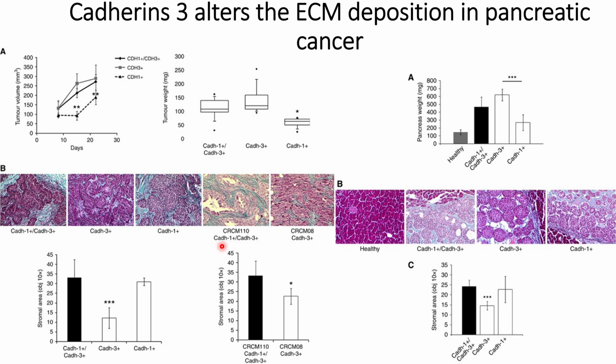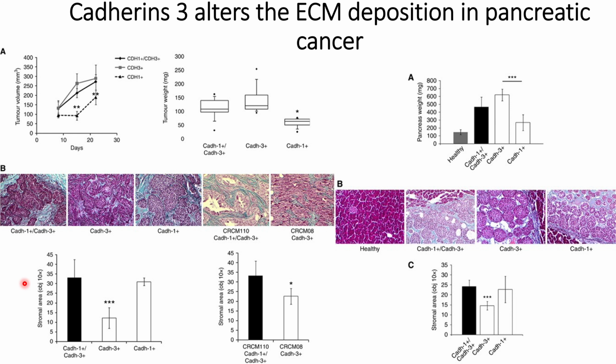They also checked the primary tissues, that is CRCM 1110, which contains both Cadherin-1 and 3, and CRCM08, which contains only Cadherin-3. In both cases, they are able to see that the ECM formations are high. So the only condition where ECM formation is low is where Cadherin-1 has been knocked down.